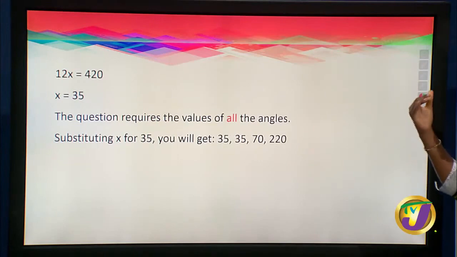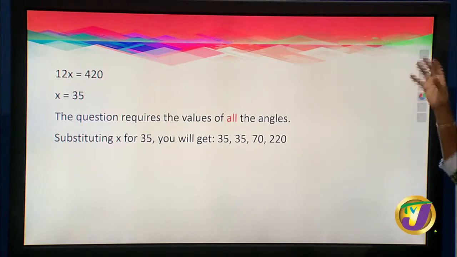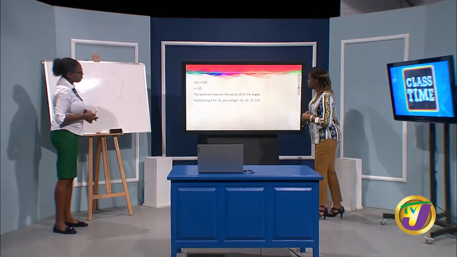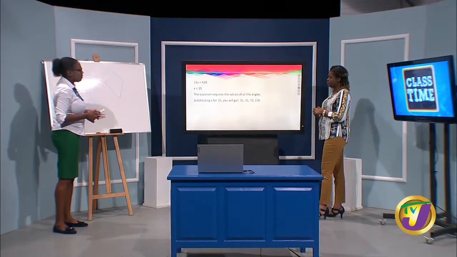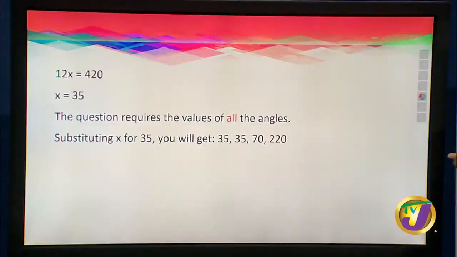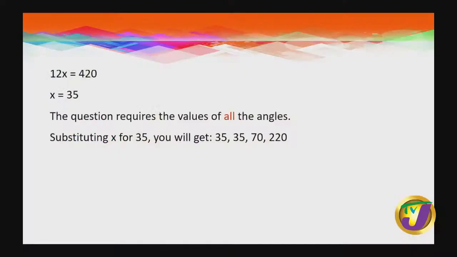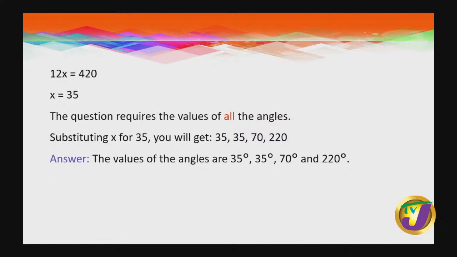But remember that the diagram suggested that we'd substitute x = 35 for all those values of x in the diagram. I don't think we have the diagram here, we should have had it, but nevertheless. The question requires the values of all the angles. So this is what we'd have: 35, 35, 70, and 220. And you can always check to confirm this. And remember our degrees. So 35 degrees, 70 degrees, and 220 degrees.